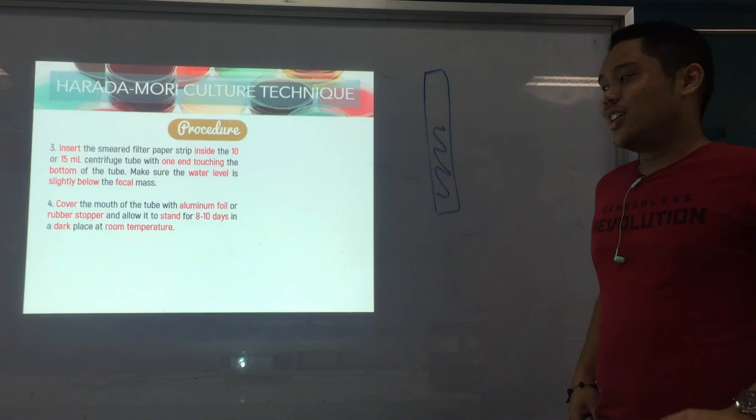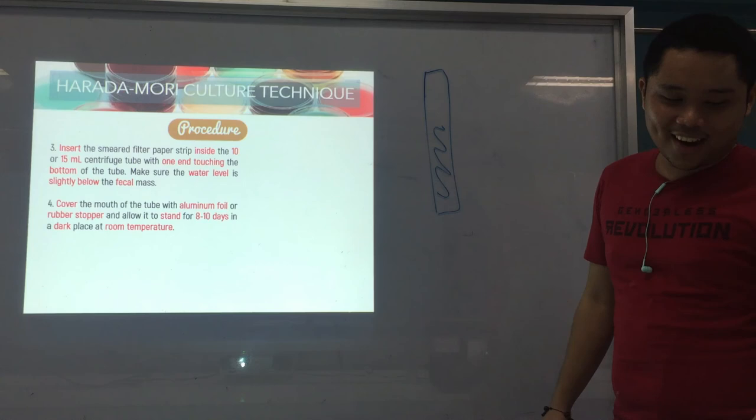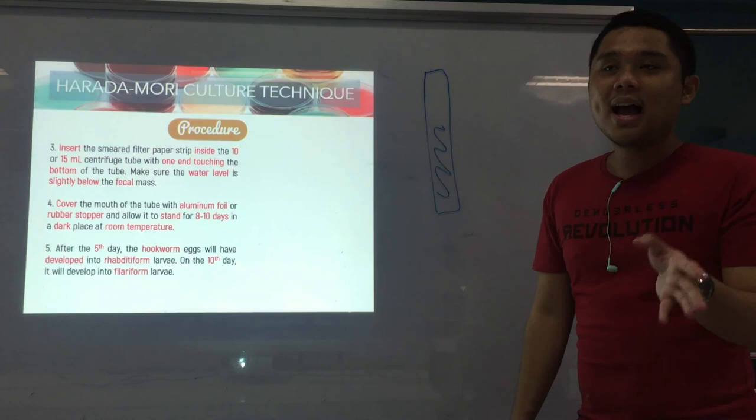So, a dark place at room temperature. Okay, alright. And then after the fifth day, your hookworm eggs will develop into rhabditiform. And then after the 10th day, it will become filariform. I've mentioned this, I think you can recall that.